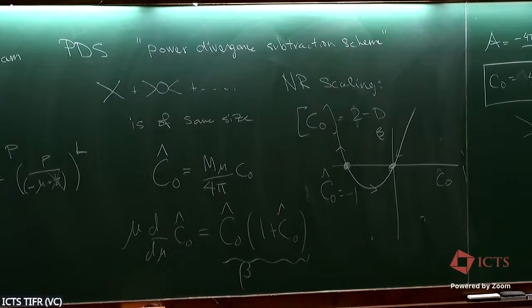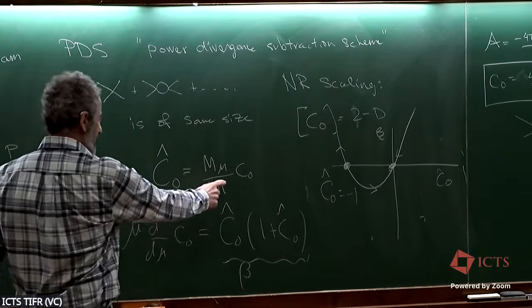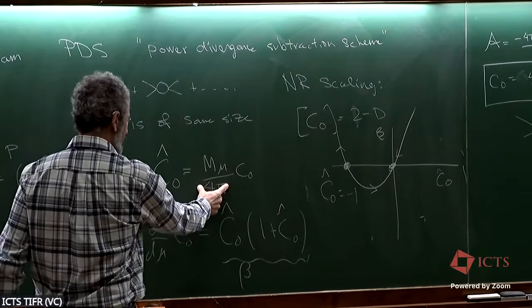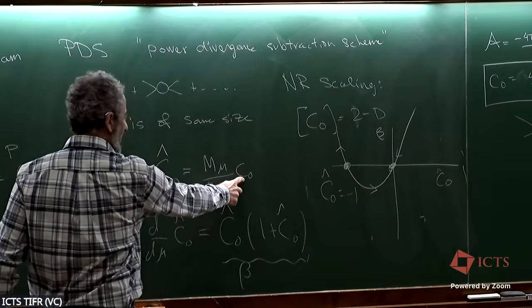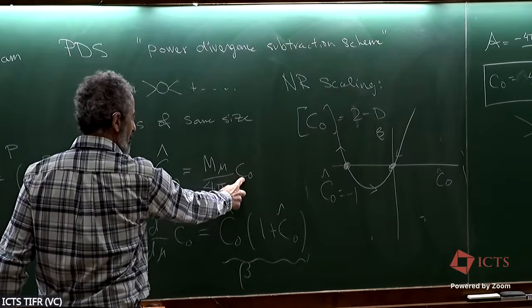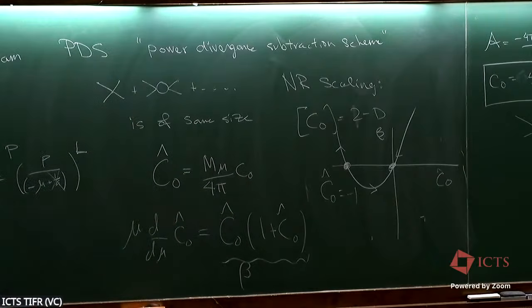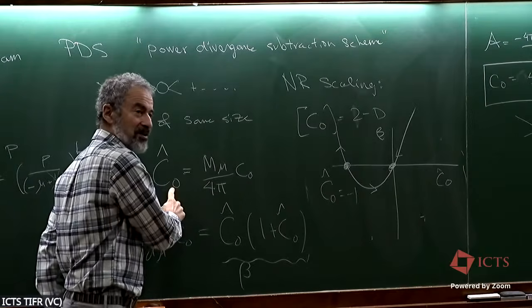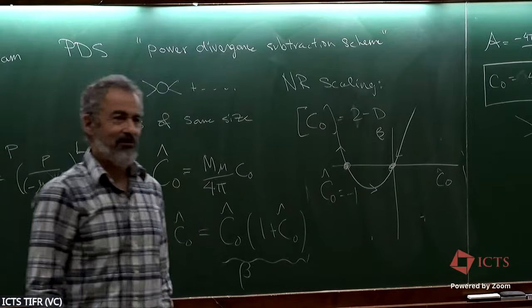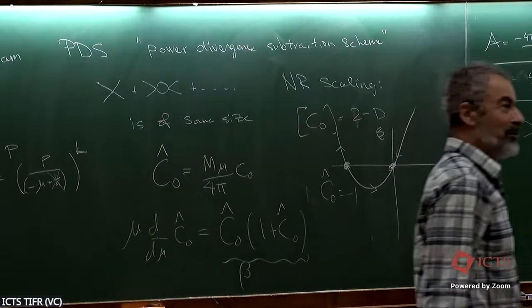Well, C naught hat is this. That means that C naught must equal -4 pi over m mu. That's what happens when A is infinite. If A is infinite, this is 0. C naught is negative 4 pi over m mu. Stick that in here, you get C naught hat is -1. So we see that the infinite scattering length problem is a non-trivial fixed point.